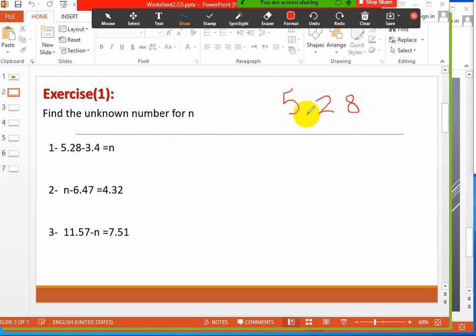Yes, 5.28 minus 3.4. Very good. Okay, let's find the answer. Very good. There is no number after 8. What do I have to put here? Very good. Now 8 minus 0. Very good. 8. 2 minus 4. Yes, very good. Very good. 12 minus 4.